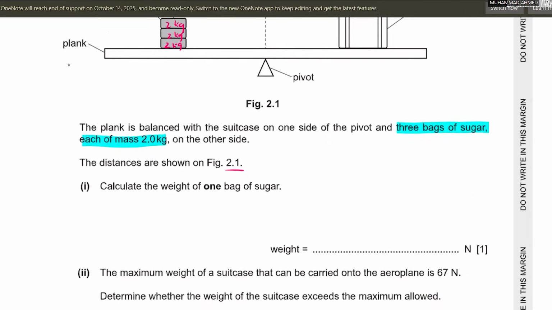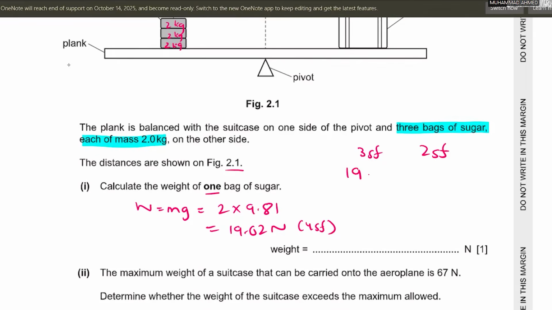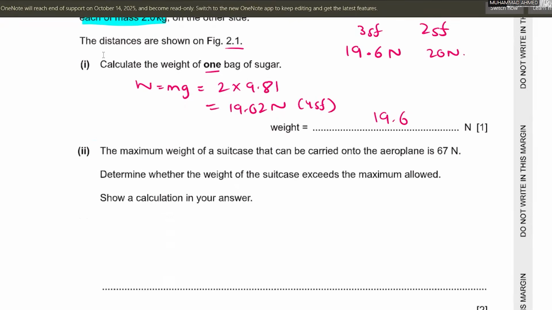How will you calculate the weight of one bag of sugar? Weight is equal to mg. What is the mass? 2. What is g? 9.81. Can you calculate the weight? Yes sir, definitely. 2 into 9.81 comes out to be 19.62 as your weight. Now this answer is 4 significant figures. Always make sure that your answer is either 3SF or 2SF. If I convert it to 3SF, this becomes 19.6. If I convert it to 2SF, it becomes 20 Newton. Either one is correct. I am writing 19.6 because I like to give my answer to 3 significant figures.